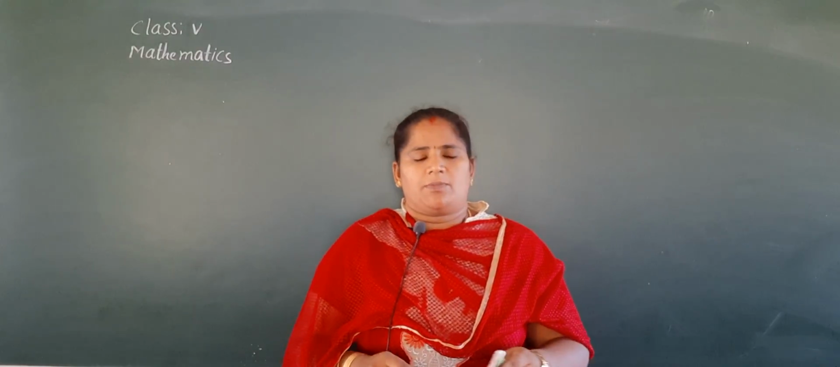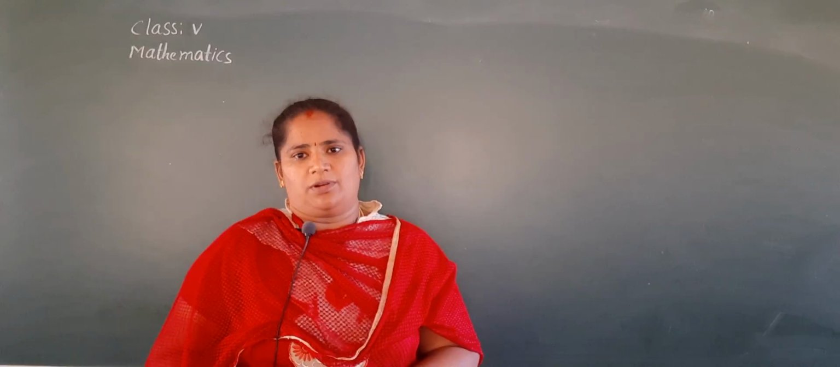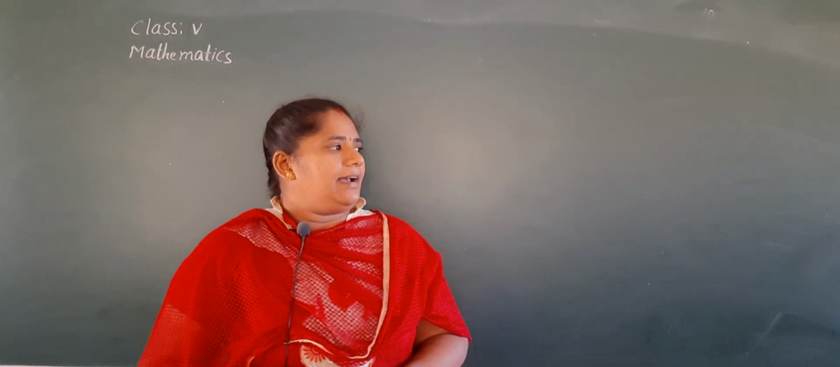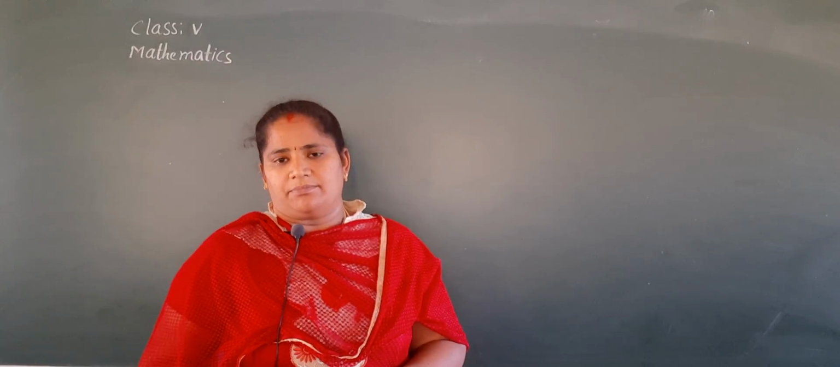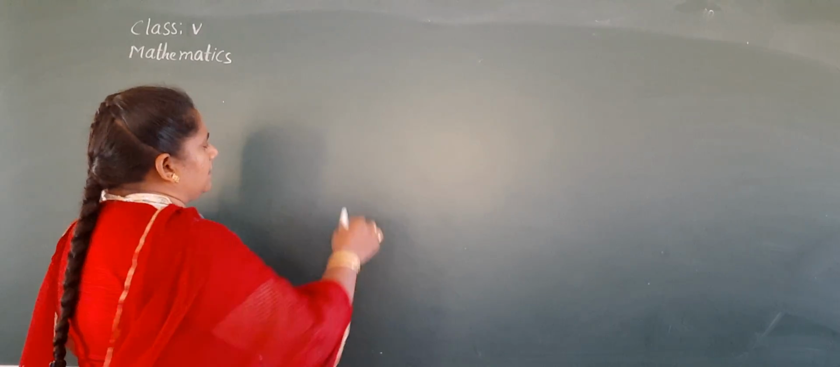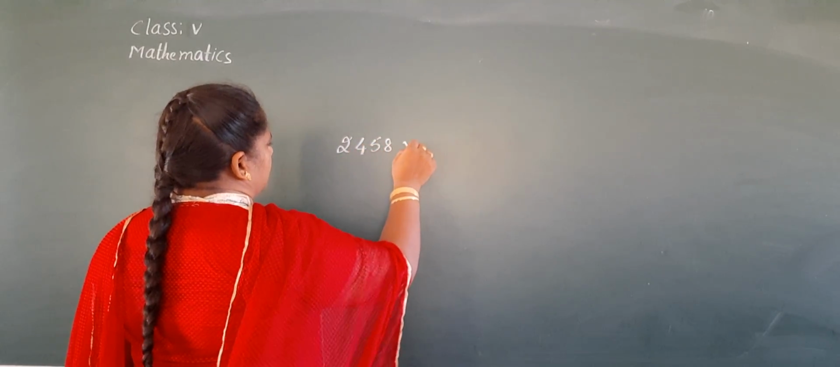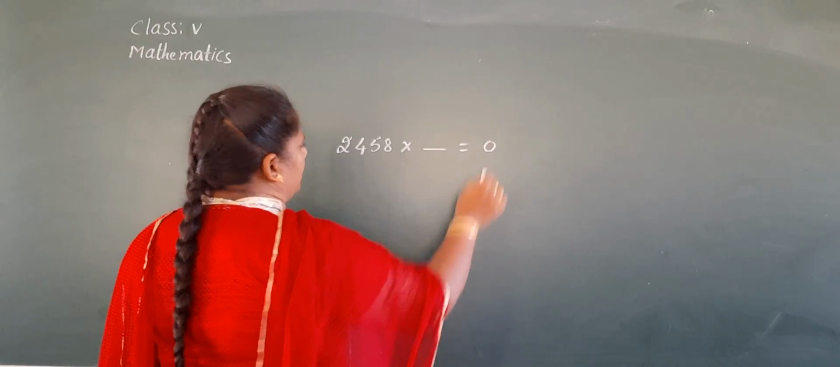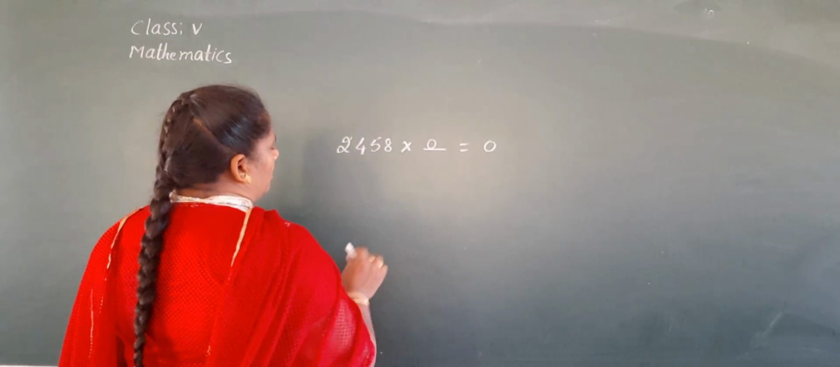Come on, tell me Nana, if any number is multiplied by 0, we get 0 only. Isn't it? Yes. And next, if any number is multiplied by 1, we get the same number. If a number is multiplied by dash, 2458 is multiplied by dash to get the product 0. Yes, very good, 0.